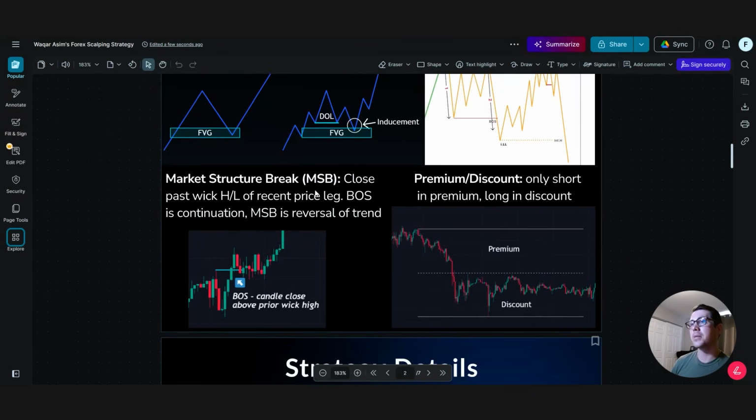He also uses concepts like market structure breaks, or breaks in structure. It's really just a candle closing beyond the recent wick high or low.